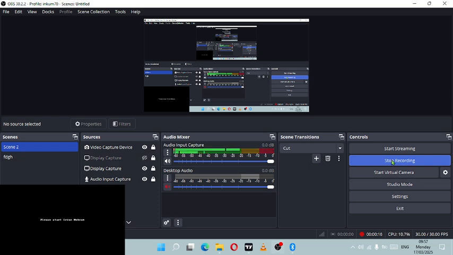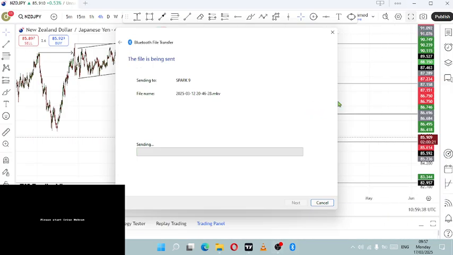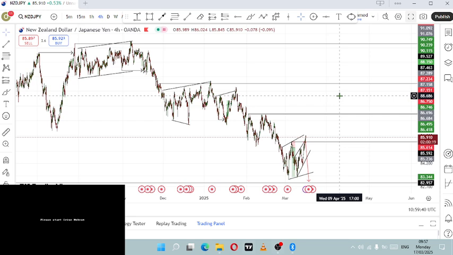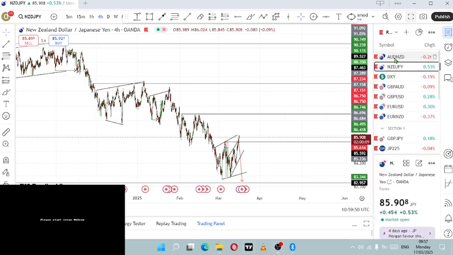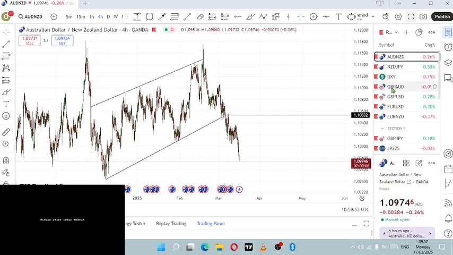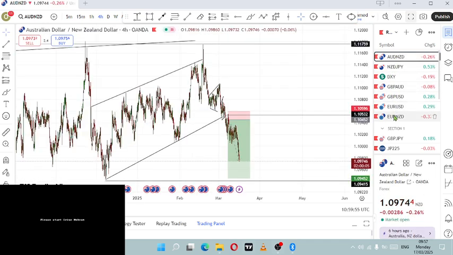So welcome to the Monday pairs for the week. I have 6 pairs, but one is running already. 1, 2, 3, 4, 5, and the DJPY.